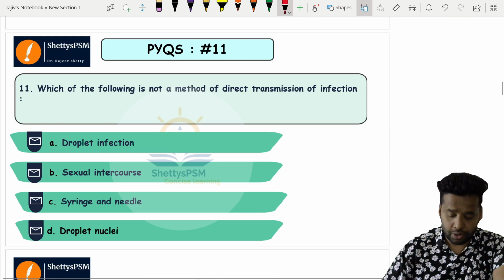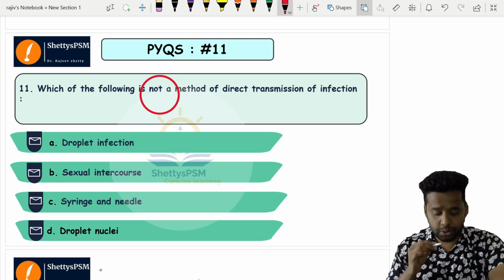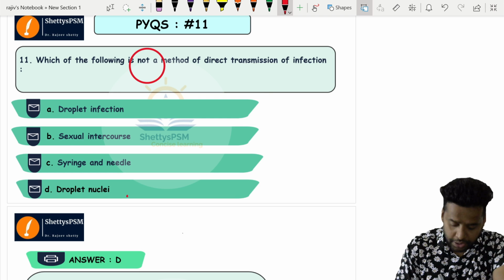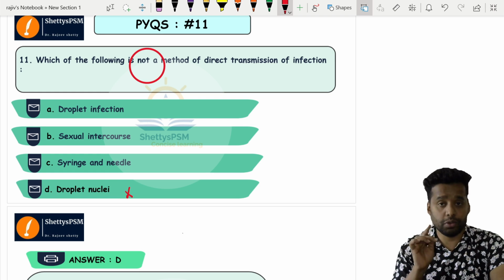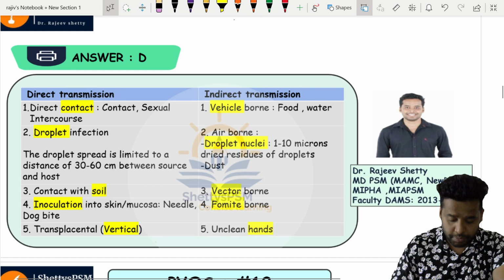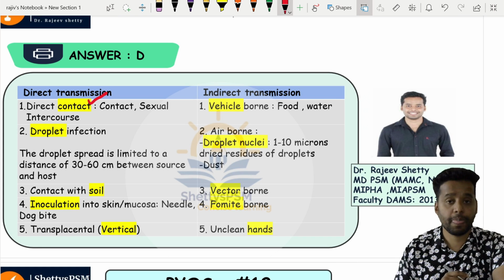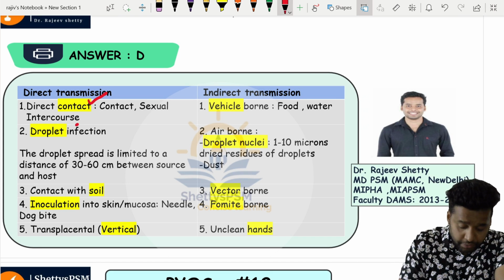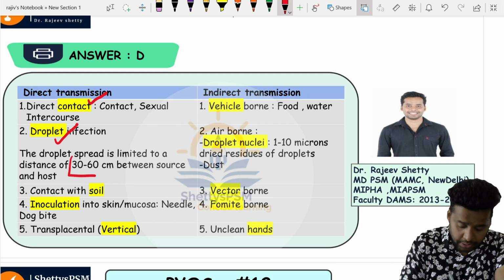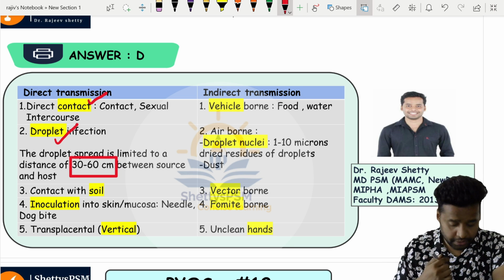Which of the following is not a direct mode of transmission? This was a slightly difficult question. Listen. Droplet nuclei, we say, is an indirect mode of transmission. There are two types of transmission. Direct means coming in contact with a secretion. Droplet infection will go in direct mode, that is transmission between one to one, at a 30 to 60 centimeter distance.